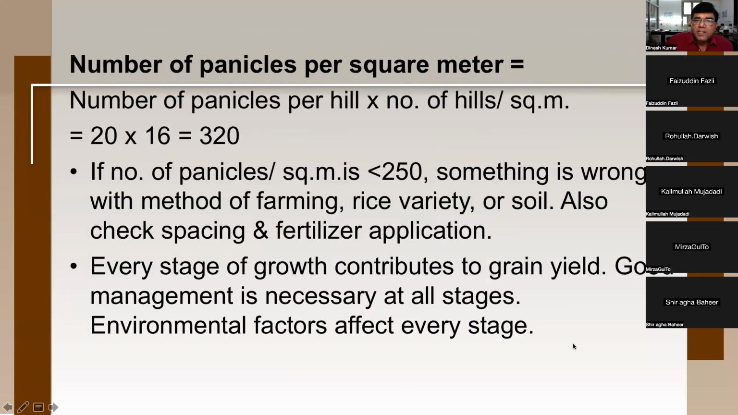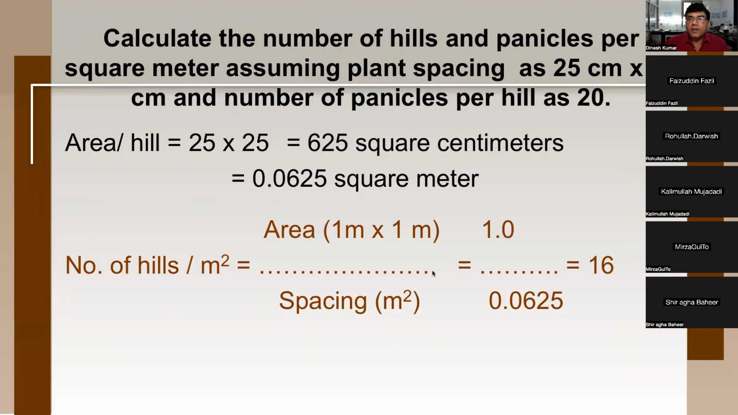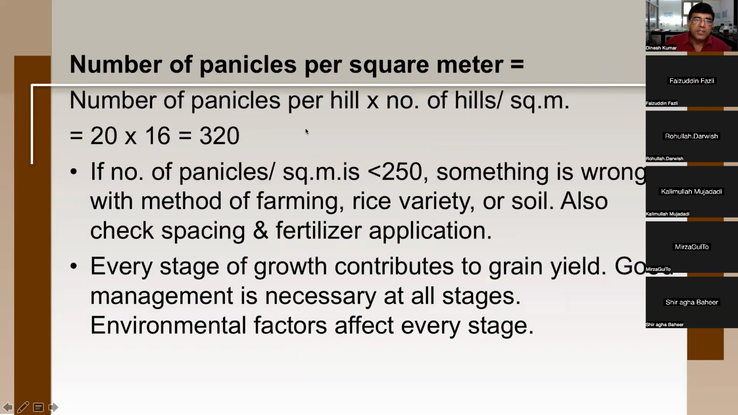Now, number of panicles per hill, because it is given in your question. In one hill, in one place after tillering, total plants which were panicle bearing were 20. So in one place, you need to multiply this 20 by 16. This will be the total number of panicles in 1 meter square area. In 1 meter square area of rice, you will have 320 panicles.